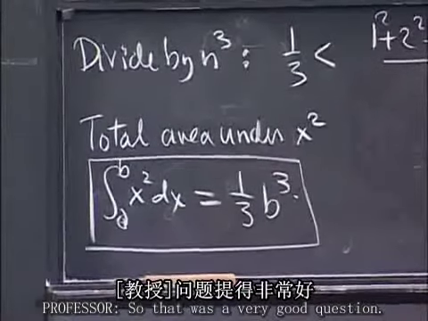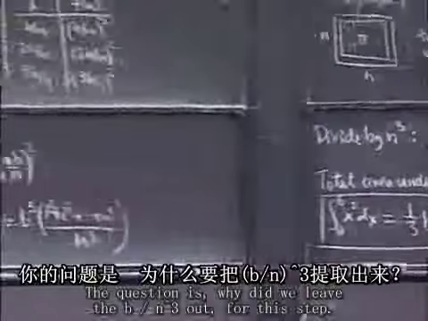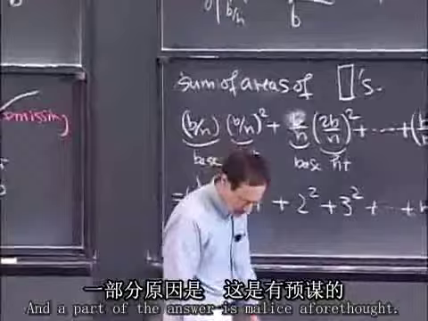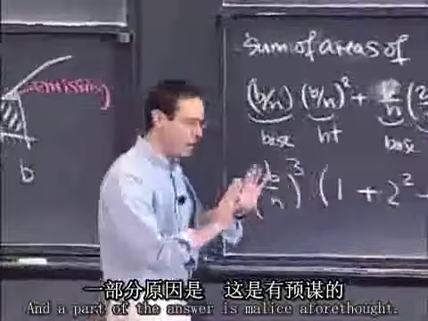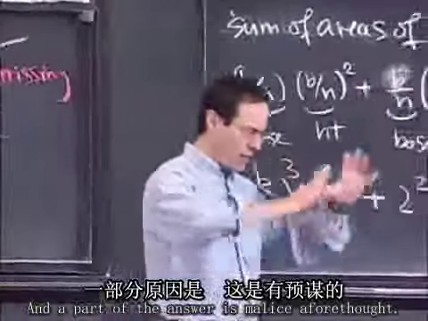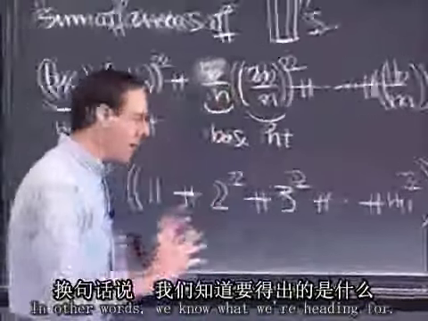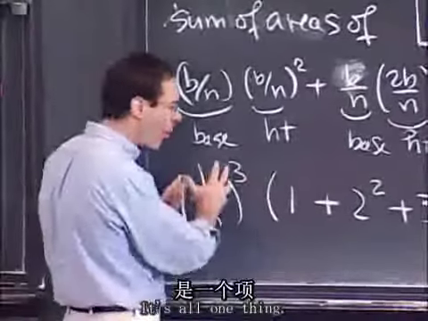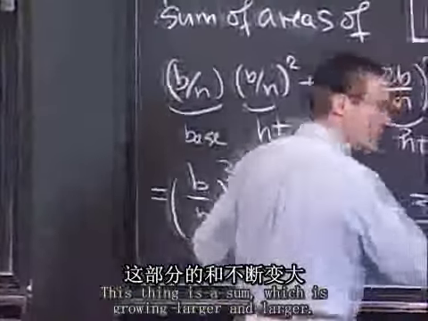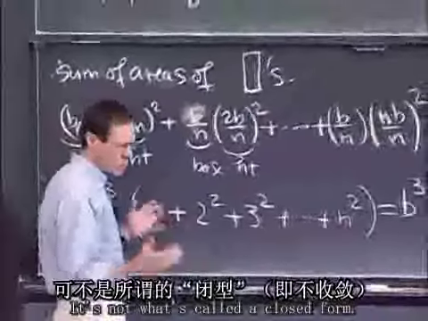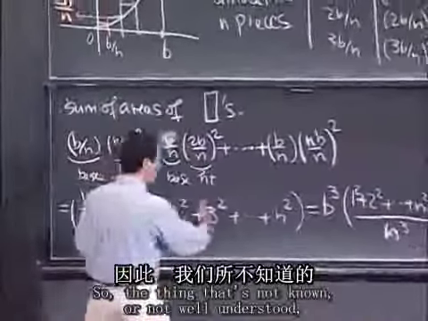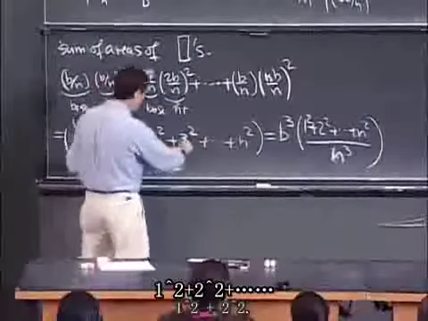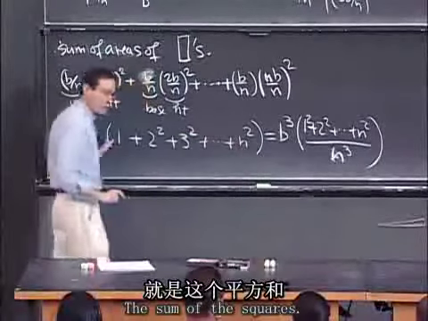So that's a very good question. The question is, why did we leave the b over n cubed out for this step? And part of the answer is malice aforethought. In other words, we know what we're heading for. We understand this quantity. It's all one thing. This thing is a sum which is growing larger and larger. It's not what's called a closed form. So the thing that's not well understood is how big this quantity is: 1 squared plus 2 squared, the sum of the squares.